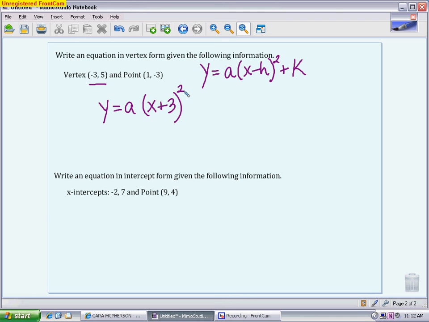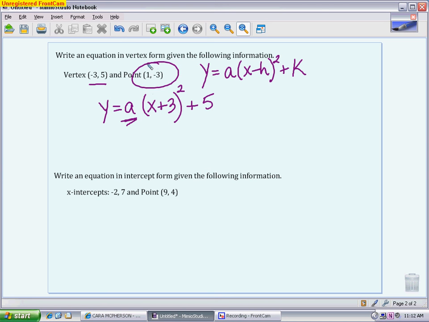If the vertex has a 5 for the y value, then I'm going to put a plus 5 here. So that's the first piece. Now, I still don't know what a is. I'm not sure what a is, and the way I find it is I have to be given an extra piece of information. That's what this point is there for.